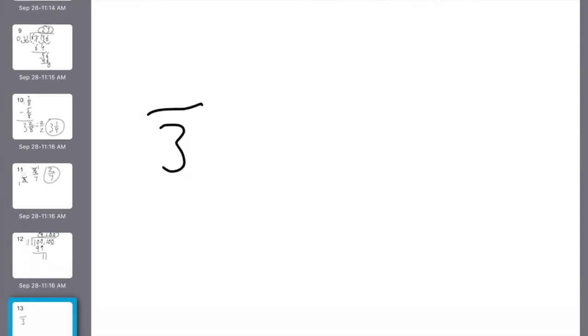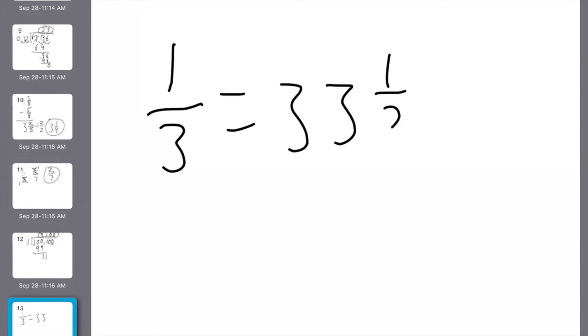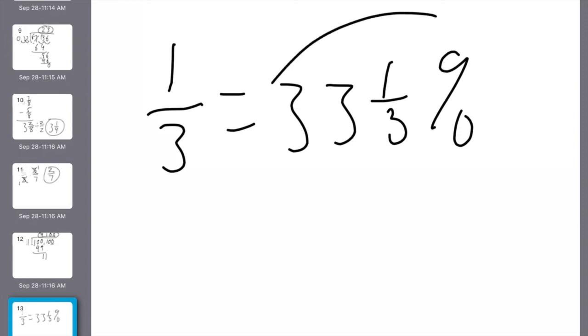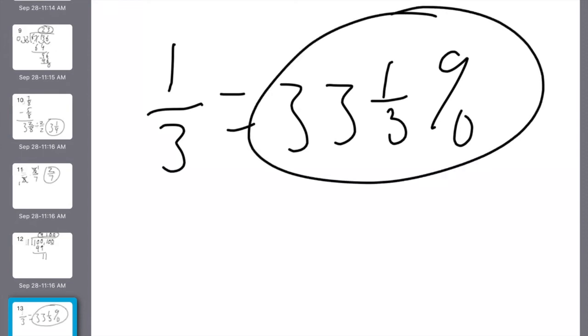29 says, what percent of a foot is a yard? I know that there are 3 feet in 1 yard. So if I have 1 foot, that's 1/3. As a percent, it needs to be memorized. 33 1/3%. I'll try to write that neater. Sorry, 33 1/3%.